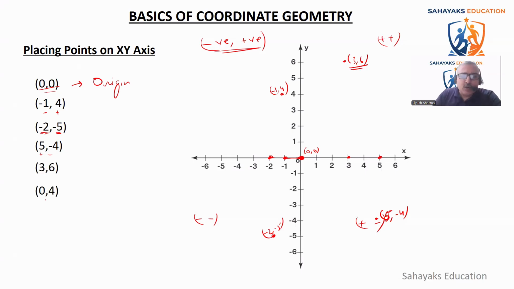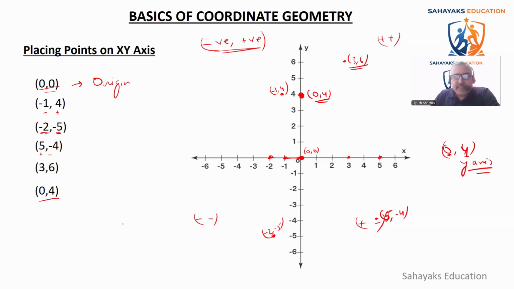Then we have the point 0, 4. The x value is 0, so it means we are not moving anywhere on the x-axis. Then we move towards the y-axis 4 points. So this is the point 0, 4. Where exactly will it lie? Because x is 0 and y is 4, it will lie on the y-axis.